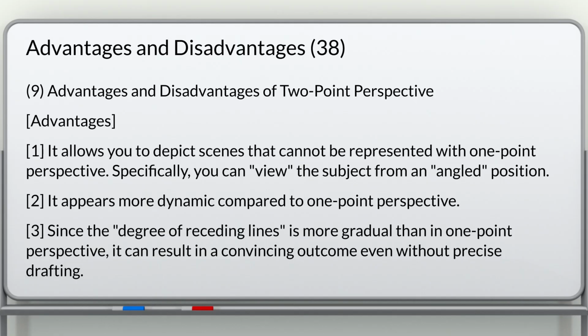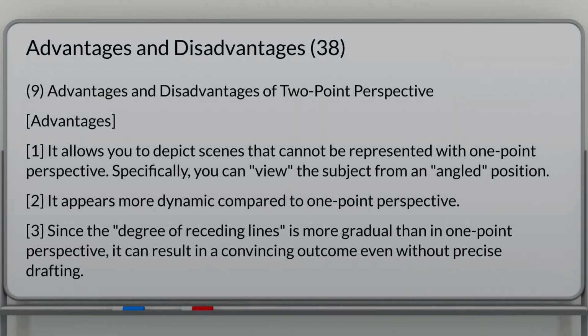I will explain the advantages and disadvantages of two-point perspective. First, let's look at the advantages. Point 1. It allows you to depict scenes that cannot be represented with one-point perspective. Specifically, you can view the subject from an angled position. 2. It appears more dynamic compared to one-point perspective. 3. Since the degree of receding lines is more gradual than in one-point perspective, it can result in a convincing outcome even without precise drafting.